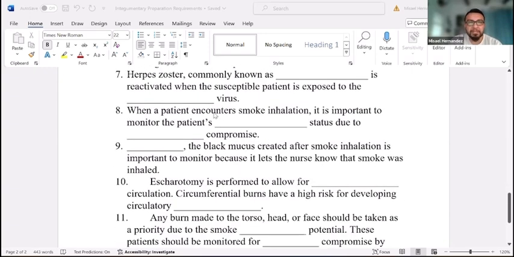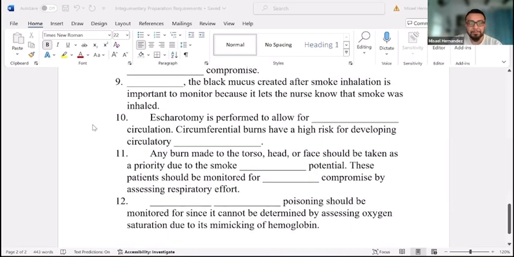Number eight, when a patient encounters smoke inhalation, it is important to monitor the patient's blank status due to blank compromise. Number nine, blank, the black mucus created after smoke inhalation, is important to monitor because it lets the nurse know that smoke was inhaled. Number 10, escharotomy is performed to allow for blank circulation. Circumferential burns have a high risk for developing circulatory blank.